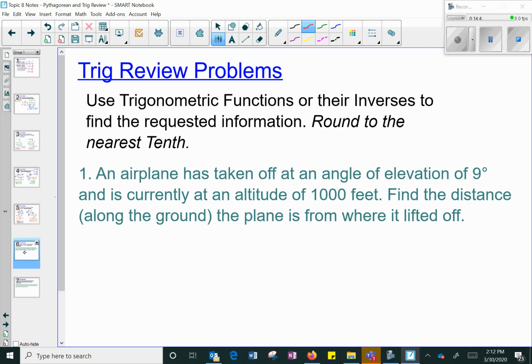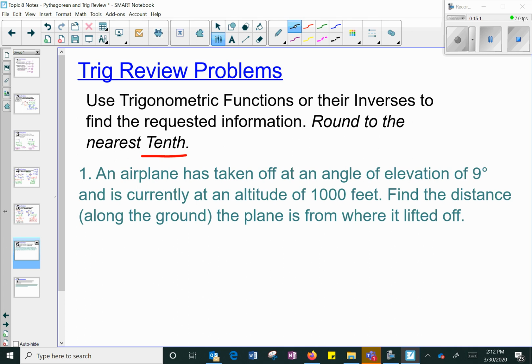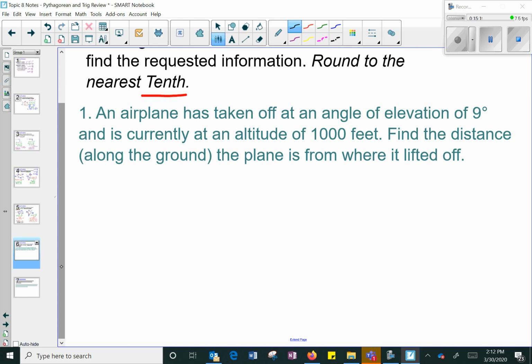So if we look here, now we're going to use a trig function to solve for either a side or an angle, so we can use the inverse or the regular trig functions. This time we're rounding to the nearest tenth. And this time we're going to have some sort of situation going on here. So let's get out our handy dandy drawing skills. I know those are your favorites. And here we go. An airplane has taken off at an angle of elevation of 9 degrees. It is currently at an altitude of 1,000 feet. Find the distance along the ground that the plane is from where it lifted off.